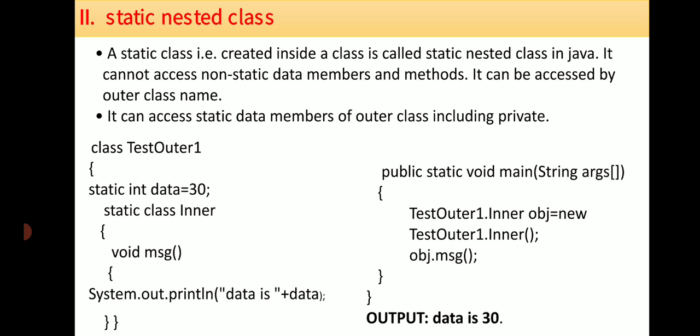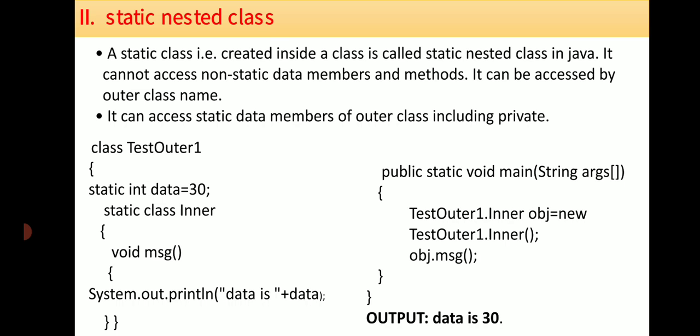See here, on the right side of your screen there is a class TestOuter. Inside we are defining the static data member, int data is equal to 30. Static class Inner, this is the class name. I told you that whenever you want to make any class a static class, it should be prefixed with the keyword static. So that's why class Inner is prefixed with the keyword static, and it consists of a method, void message, and in that we are providing the body as an output statement, printing data is and the data value. Then we are closing the method, and then we are closing the inner class.